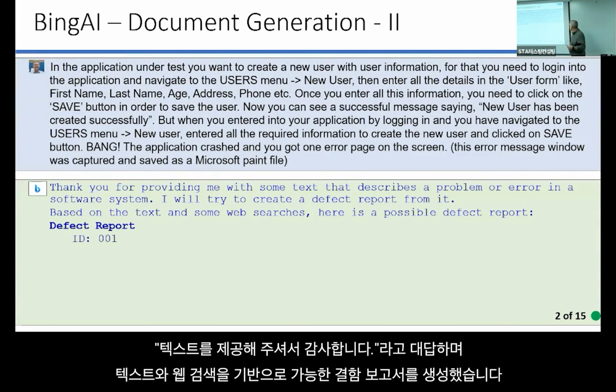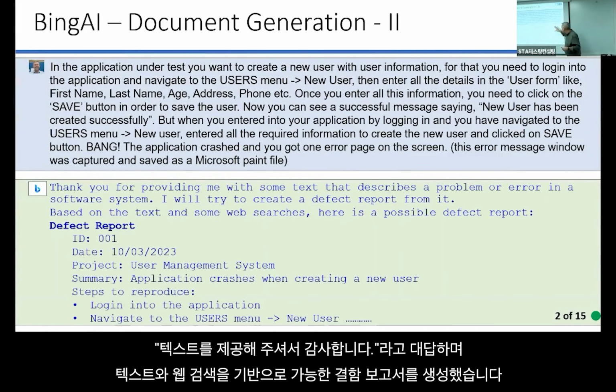Thank you for providing me with some text, blah, blah, blah. Based on the text and some web searches, here is a possible defect report. And it then generates a defect report.